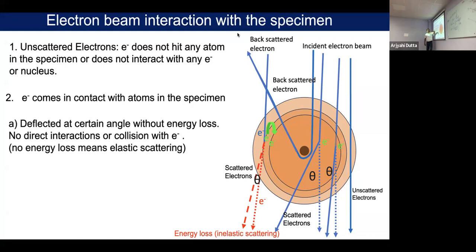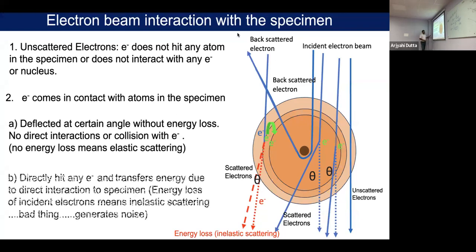But in some cases the incoming electron is going to hit directly another electron, and then they will displace this electron's position and lose energy. When they lose energy, that is called an inelastically scattered electron, and they are very problematic. They will create noise. Why?